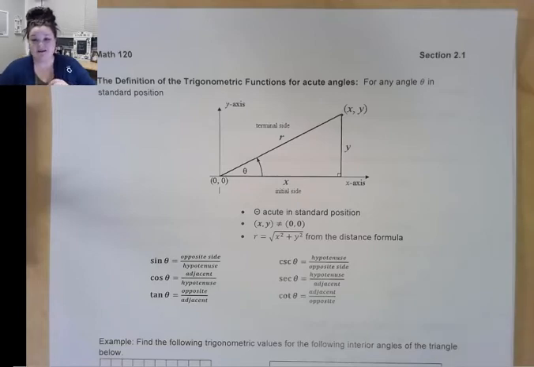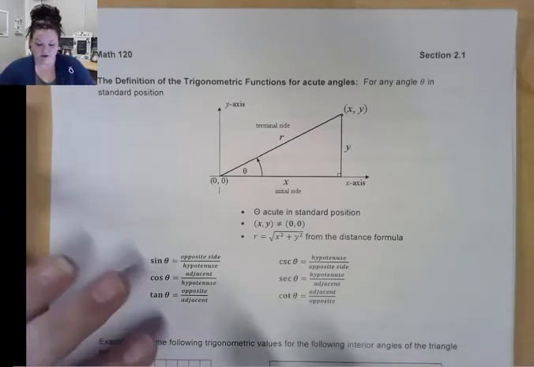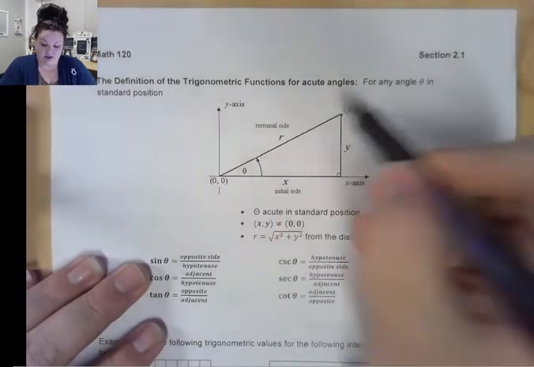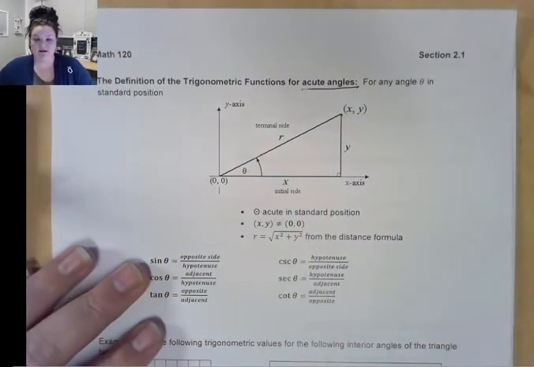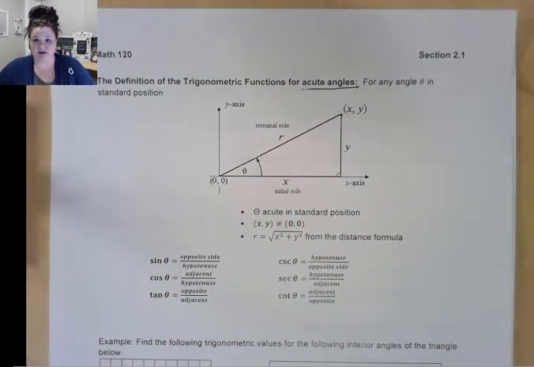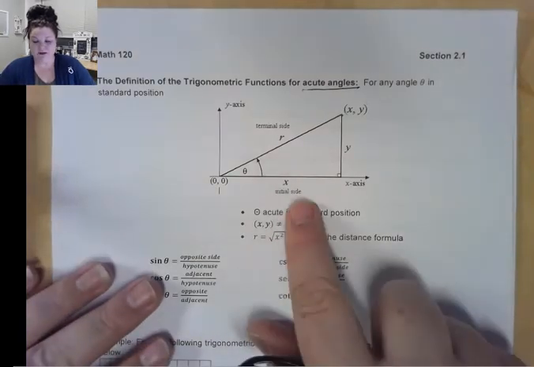All right, we're going to go ahead and move on to section 2.1, which is all about rethinking our trig function values in terms of the actual sides of the triangle versus x, y, and r. So we're going to focus on acute angles, and that's what we're going to make our reference triangles with all of the time. So we're going to rename these sides.